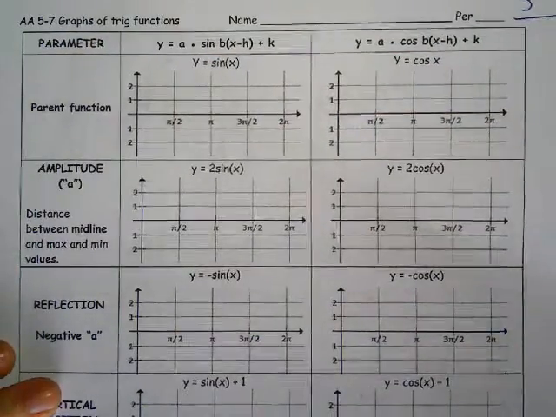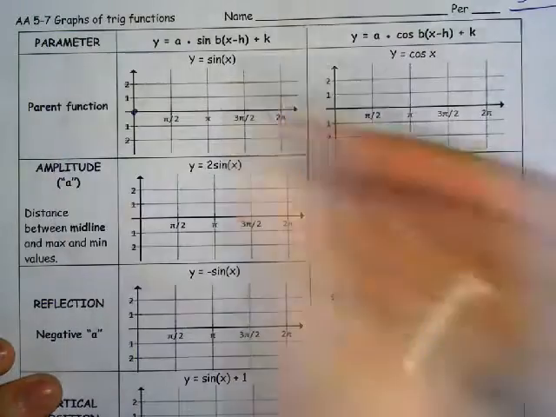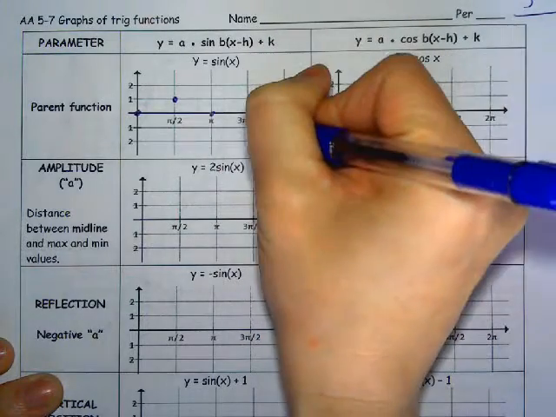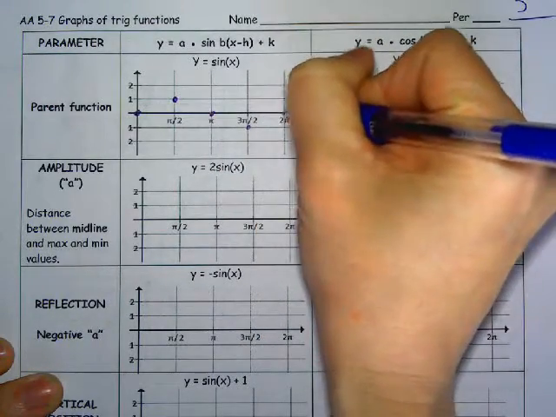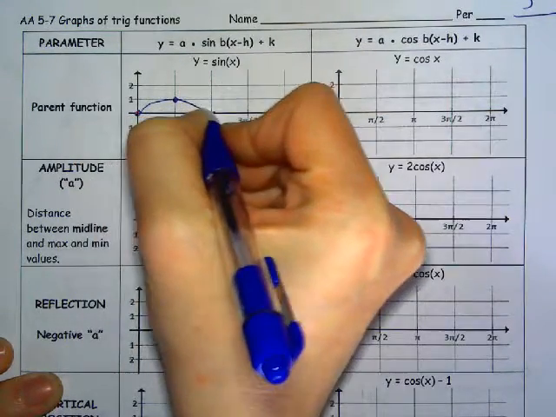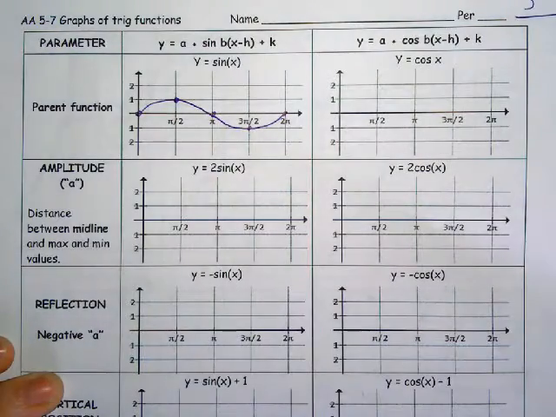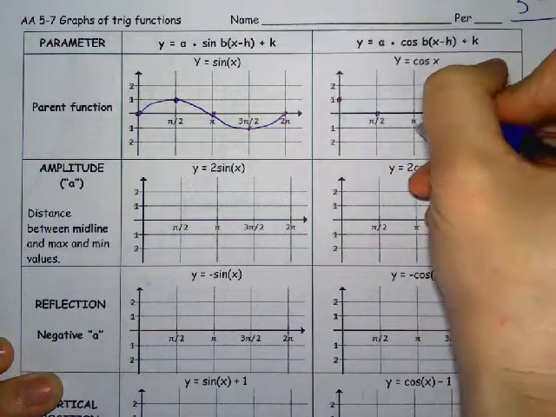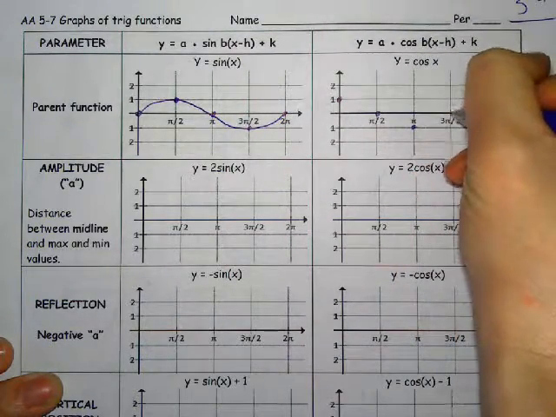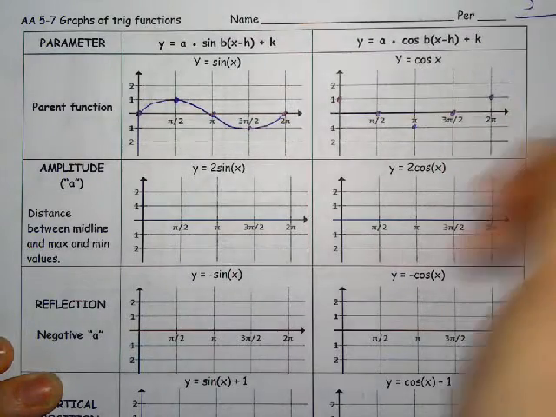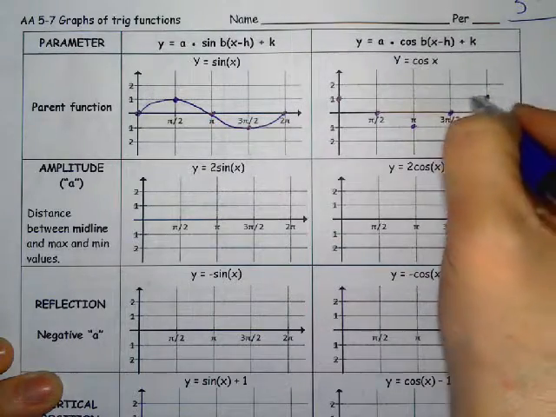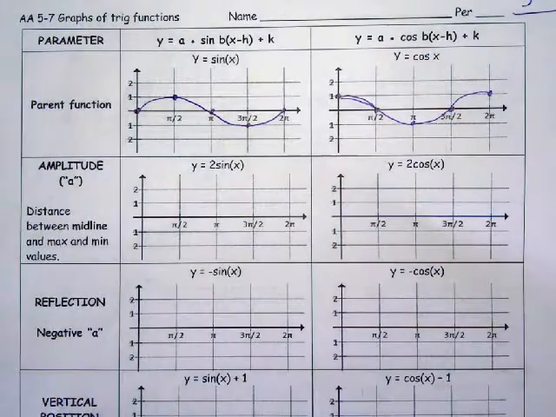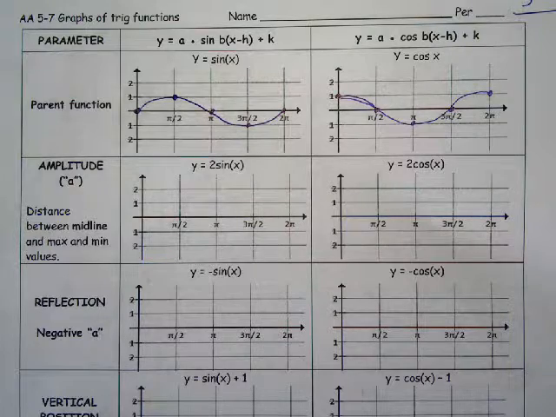So our basic sine graph always starts at 0, 0, goes up to 1 at pi over 2, back down to 0 at pi, down to negative 1 at 3 pi over 2, and back up to 0 at 2 pi for a full period or one cycle. The cosine graph starts at 1, goes to 0 at pi over 2, down to negative 1 at pi, up to 0 again at 3 pi over 2, and is back at 1 at 2 pi. And if you want more explanation as to why that works, you can see one of the previous videos from earlier on in the chapter.